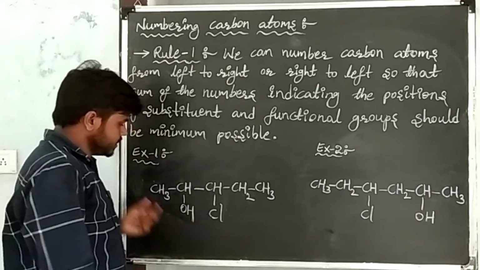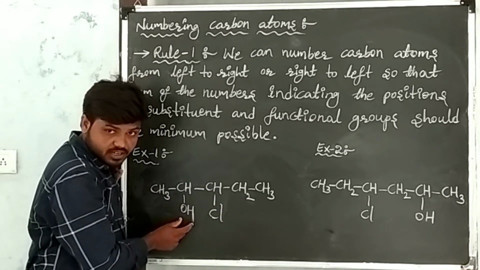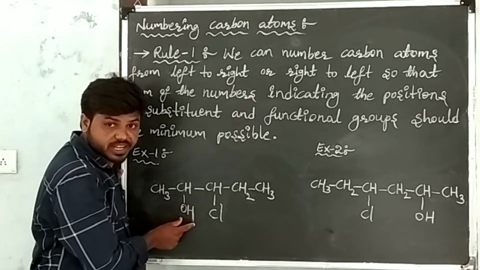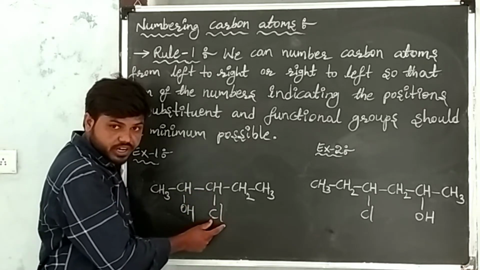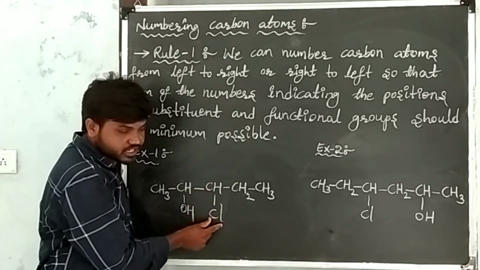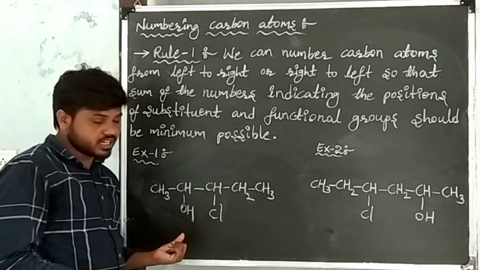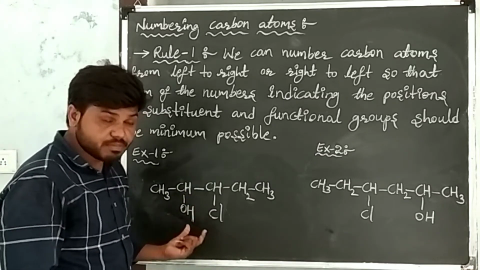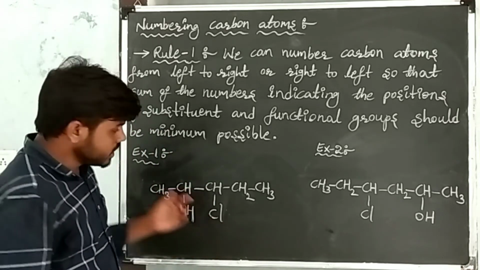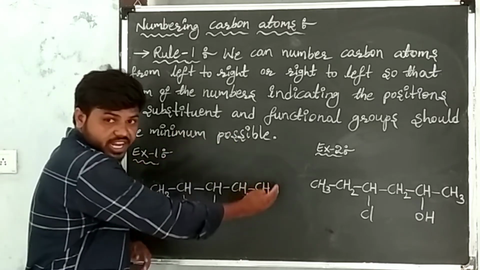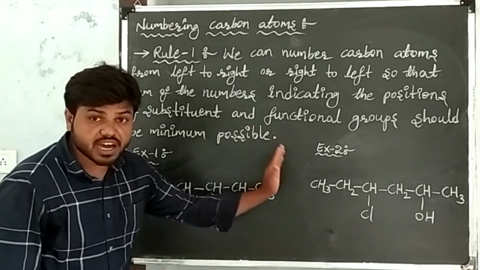See the example. In this carbon compound, at this carbon one functional group is there, that is alcohol. At another carbon one substituent is there, that is chlorine. We should give the numbers to the carbon atoms in such a way that the sum of the numbers indicating the positions of the functional group and substituent should be minimum possible. We can give the numbers from left to right or right to left.